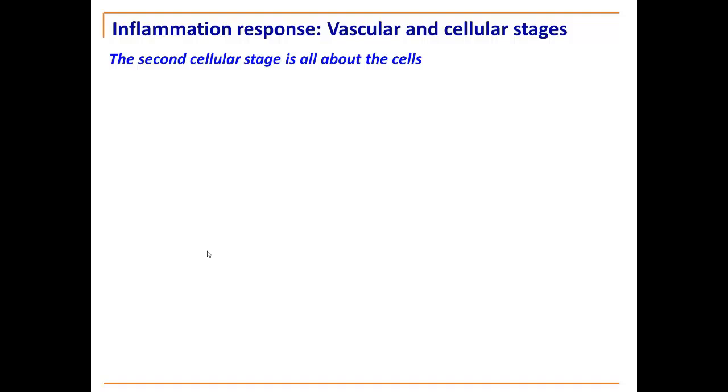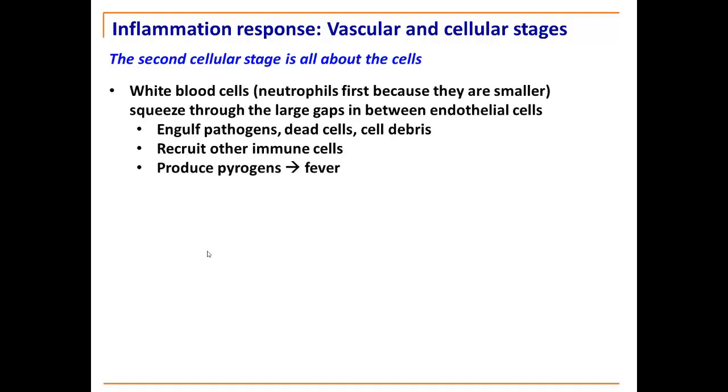So the next stage is the cellular stage. So it's all about the cells. Your white blood cells, your neutrophils first, because they're smaller, they squeeze through those gaps in between the endothelial cells. They eat or engulf pathogens, they engulf dead cells, and they engulf cell debris. And they also help to recruit other immune cells. They also produce pyrogens. And pyrogens are fever-inducing substances that can inhibit the metabolism of some microorganisms, hence why they're released, therefore making them more susceptible to attack from our inflammatory cells. But of course, these pyrogens cause drowsiness. They increase the body's energy usage and increase stress responses.